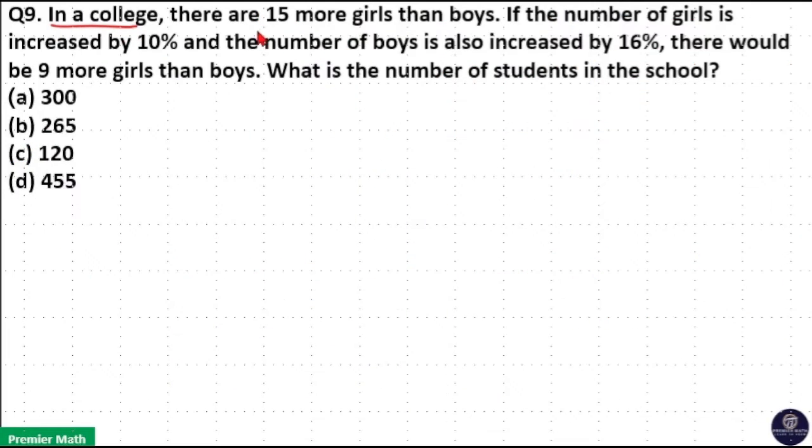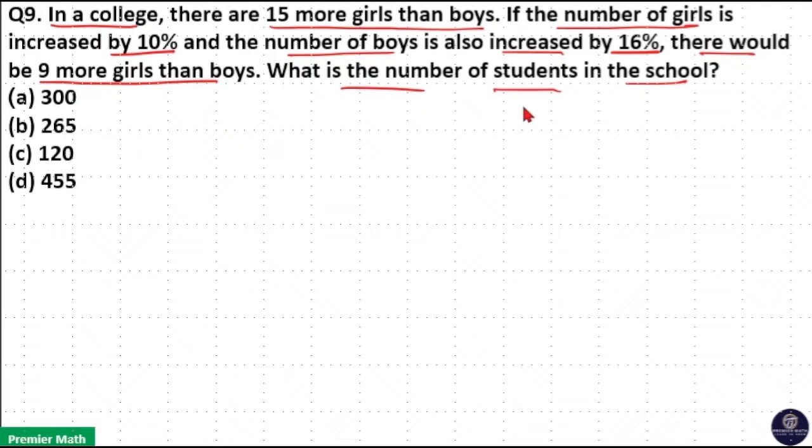In a college, there are 15 more girls than boys. If the number of girls is increased by 10% and number of boys is also increased by 16%, there would be 9 more girls than boys. What is the number of students in this school? Let us consider number of boys are x, and there are 15 more girls than boys, means number of girls is x plus 15 and difference between boys and girls is 15.